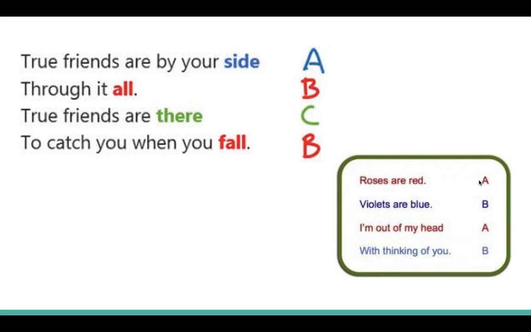Red gets A. Always A. Always start with A. Violets are blue. Blue doesn't rhyme with red, so we go to B. I'm out of my head. Okay, head does rhyme with red, so we go back to A with thinking of you.